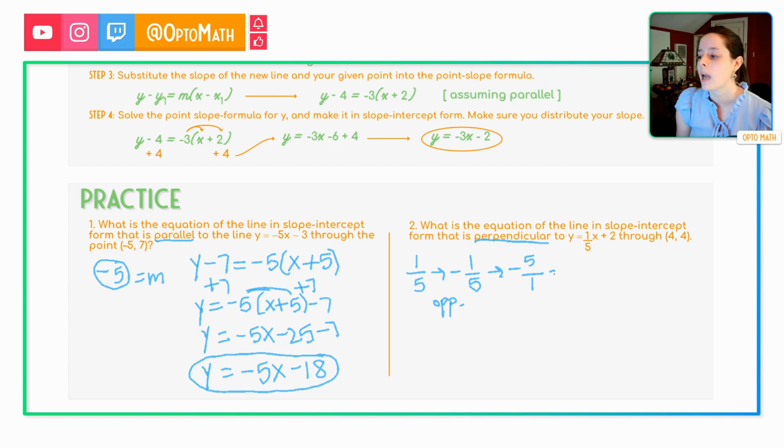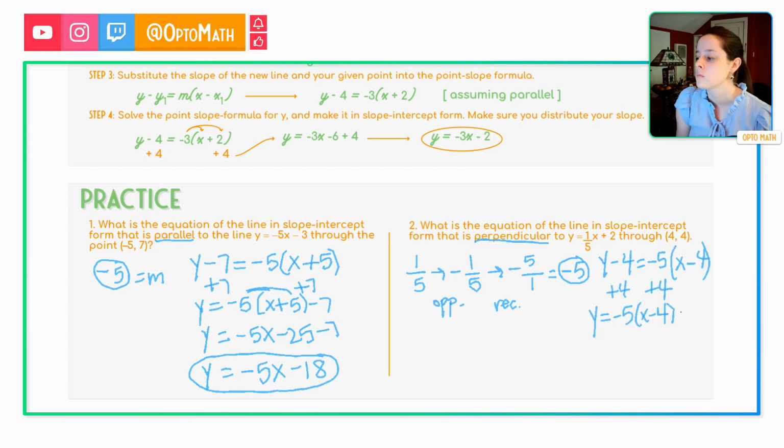We have our point. Let's go to point slope formula. Y minus the y value. This one's easy because x and y are the same number, so we don't have any danger of mixing those up. So it's also an x minus 4, just like the y minus 4. And we'll add 4 to both sides. So at this point, we're solving for slope-intercept form. Y is -5 times the quantity of x minus 4 plus 4 on the end.